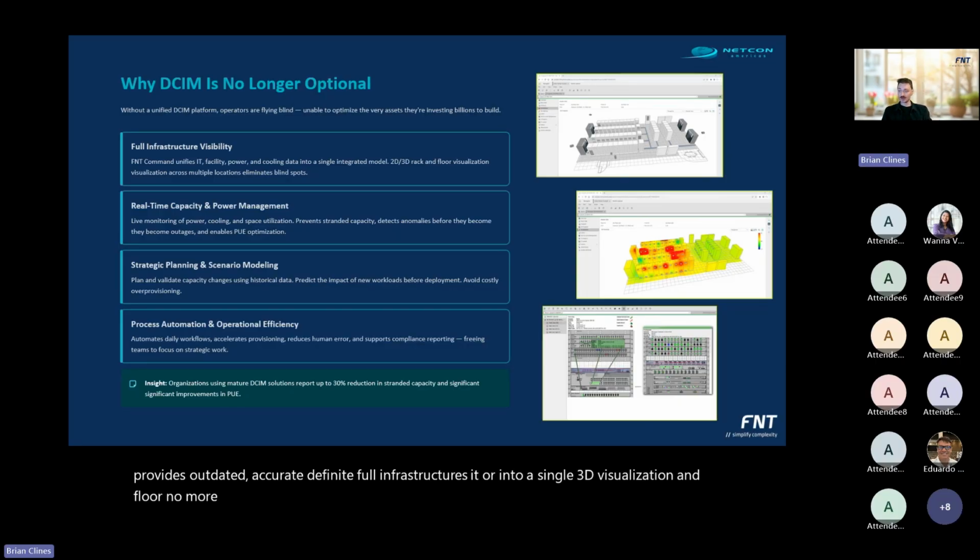And fourth, process automation and operational efficiency. Provisioning workflows, change management, compliance reporting. FNT Command automates the daily operational burden that consumes your team's time and introduces human error. Your engineers are focused on strategic work, not manual documentation.